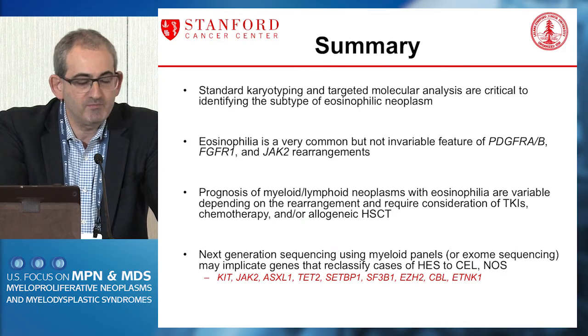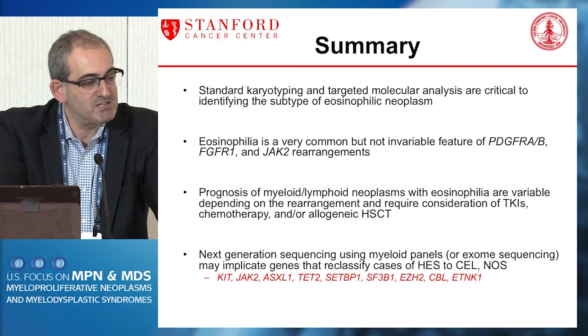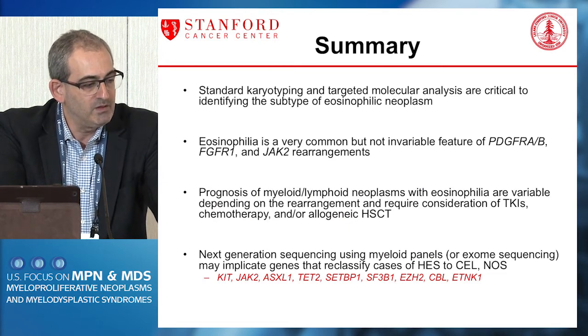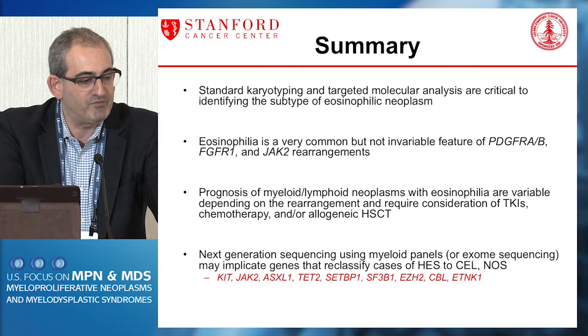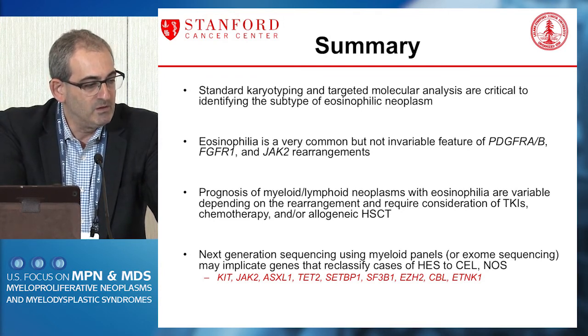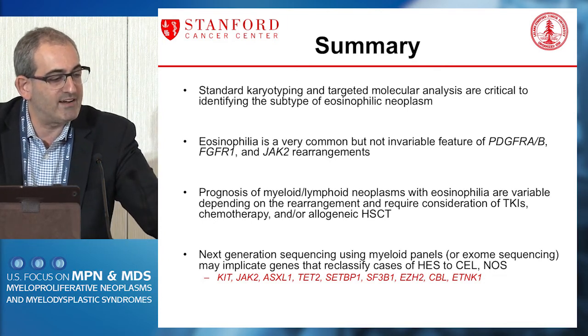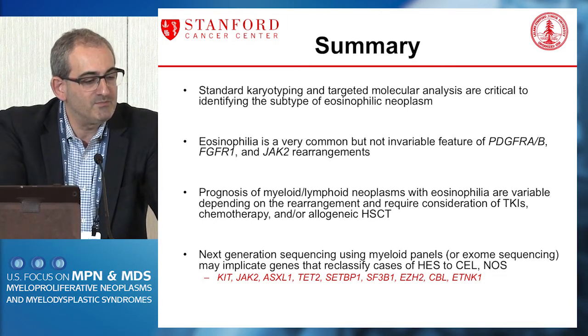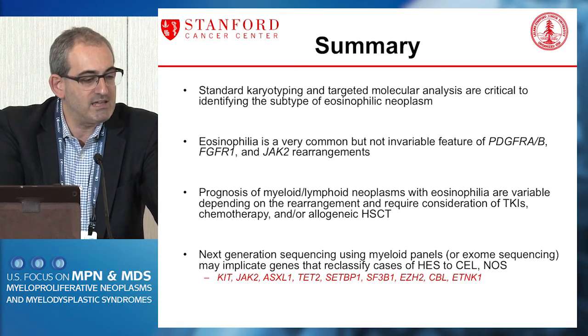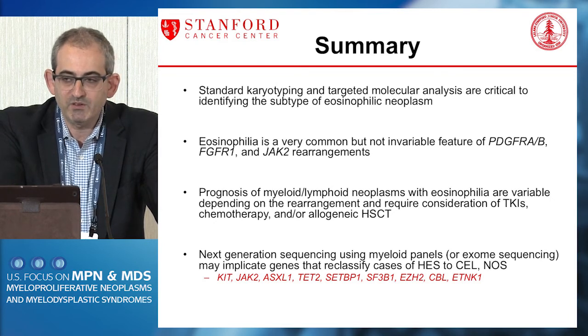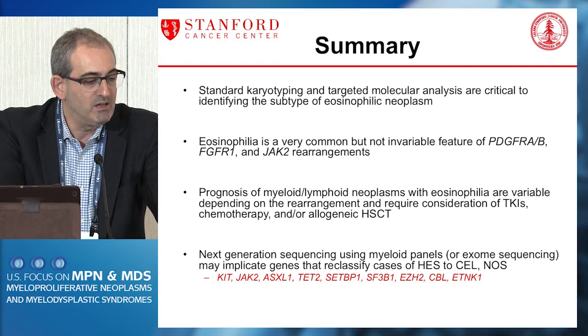So just to summarize what I've indicated today, standard karyotyping and targeted molecular analysis are really critical to identifying the subtype of the eosinophilic disorder. Eosinophilia is a very common but not invariable feature of PDGFR alpha, beta, FGFR1, or JAK2 rearranged disease. The prognosis of these disorders with eosinophilia is variable depending on the rearrangement, and we need to consider TKIs, chemotherapy, allogeneic transplant, depending on the subtype. And I do think this is a group of diseases where next-generation sequencing could be useful, and again, to help with prognosis and to see if we can find an actionable target.